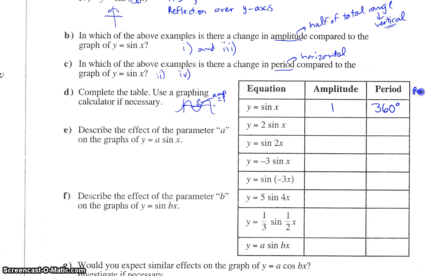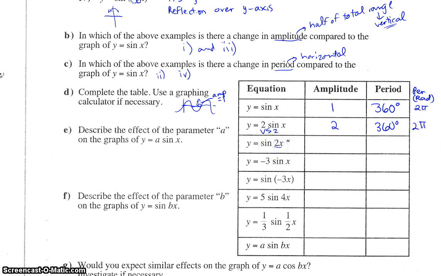Okay, so period in radians, that would be 2 pi. If we have a vertical stretch by a factor of 2, that would affect our amplitude, and it should double it, right? So we would have an amplitude of 2. Would period be affected, since that affects things horizontally? No, it would not. So those are still the same.